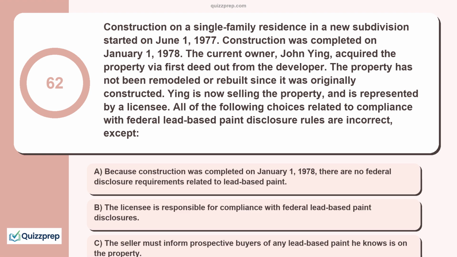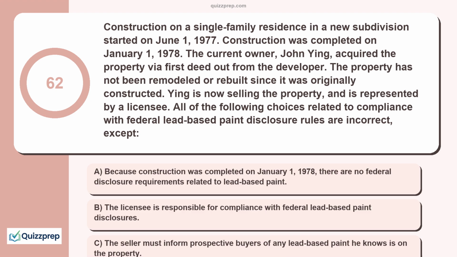Question 62. Construction on a single-family residence in a new subdivision started on June 1, 1977. Construction was completed on January 1, 1978. The current owner, John Ng, acquired the property via first deed out from the developer. The property has not been remodeled or rebuilt since it was originally constructed. Ng is now selling the property and is represented by a licensee.